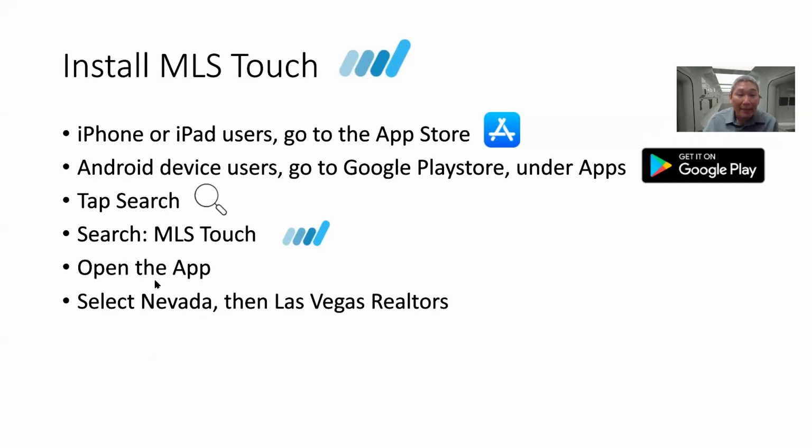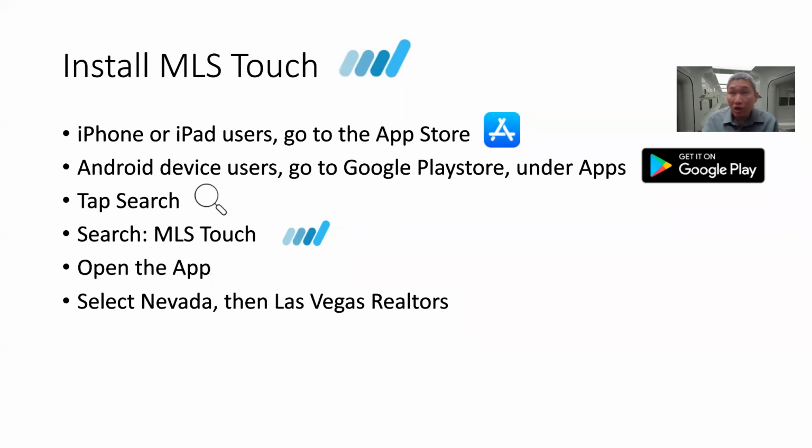After you open the app, make sure you select the state, Nevada, and select Las Vegas. Don't select Incline Village or any other association. But you can use another association if you belong to more than one association. You just have to log out and log in as the other association. That's all you have to do, in case you belong to another association that uses MLS Touch.